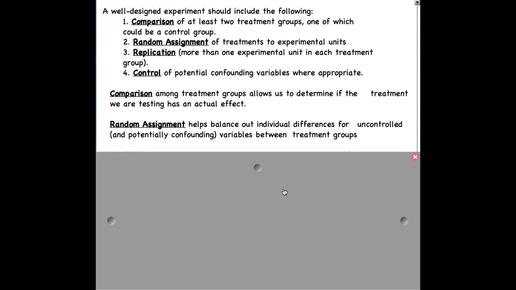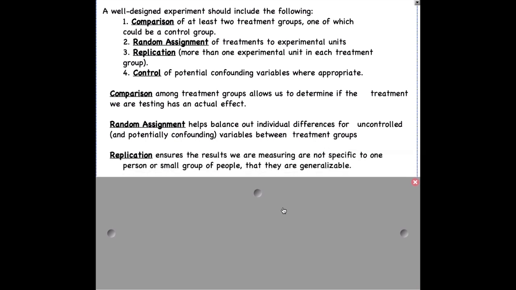Random assignment helps to balance out all the little individual differences that exist for any uncontrolled variables. And this could be confounding variables, but it could just be the individual differences among your subjects. Not all people are biologically the same. Randomization helps balance out all the little individual differences that we can't necessarily control for.